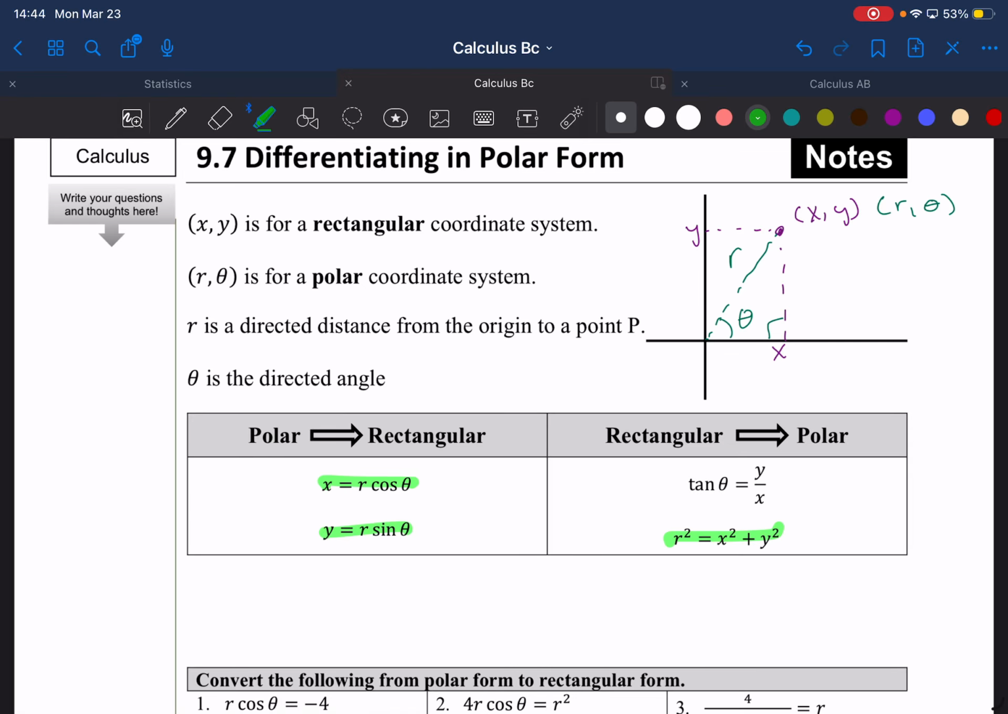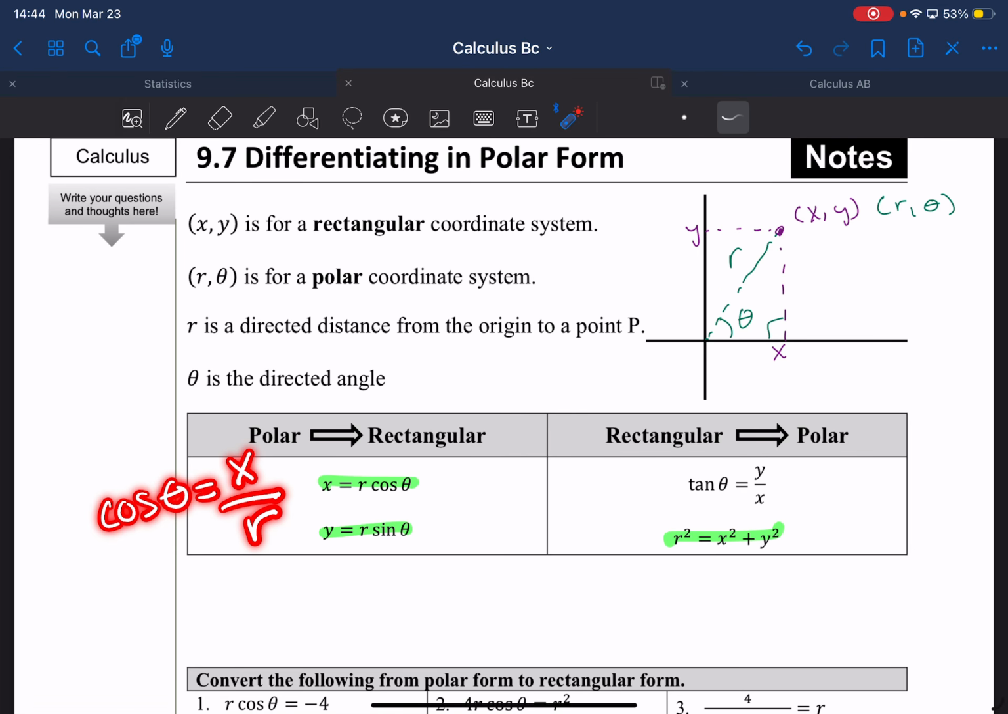So for example, we know that cosine of theta is equal to adjacent, which is x, over hypotenuse r. And so all they did was solve for x by multiplying both sides by r, using that geometric property. Same thing with sine of theta. Sine of theta is opposite over hypotenuse, so y over r. And again, they solved for y, getting everything by itself.